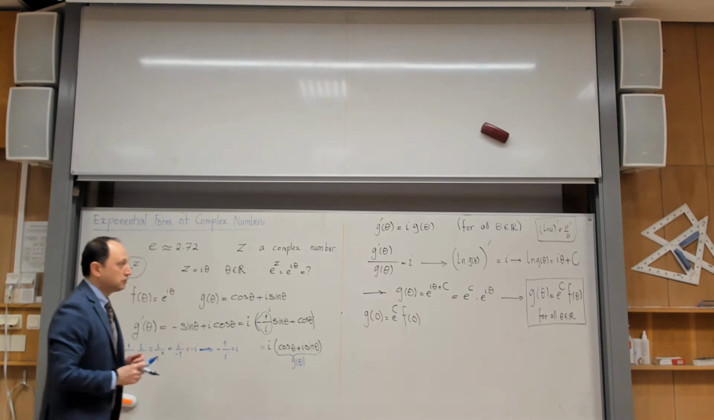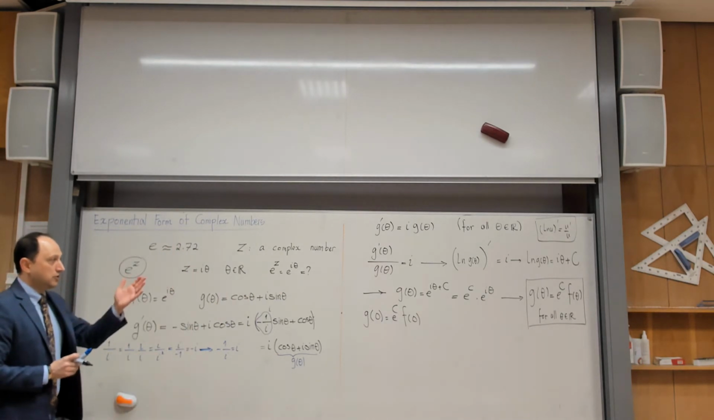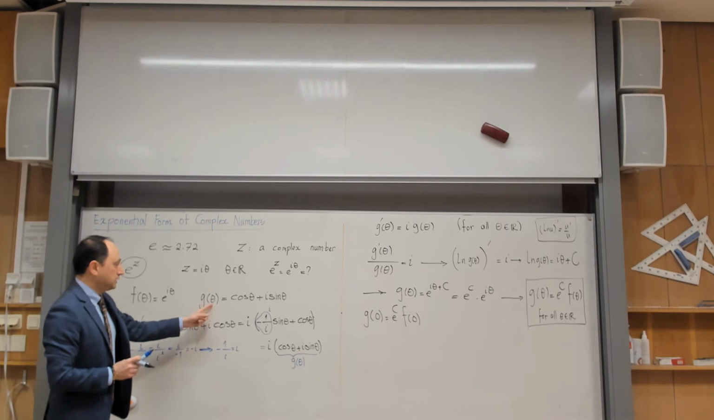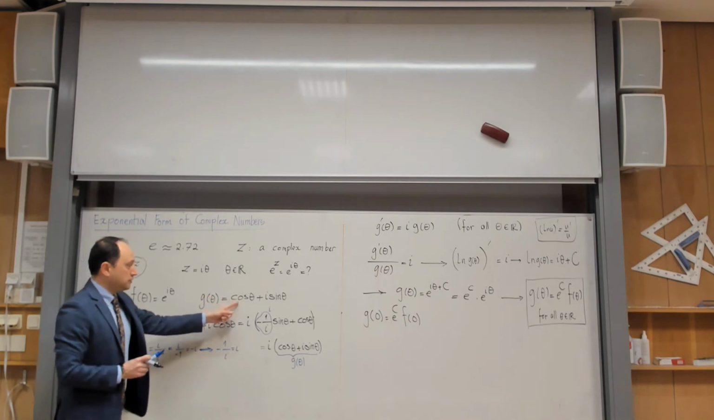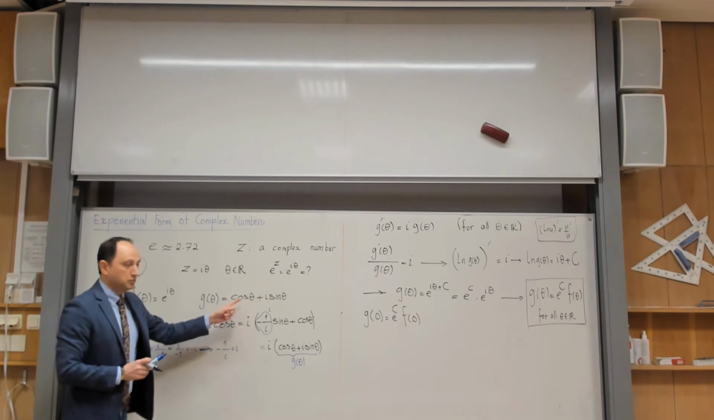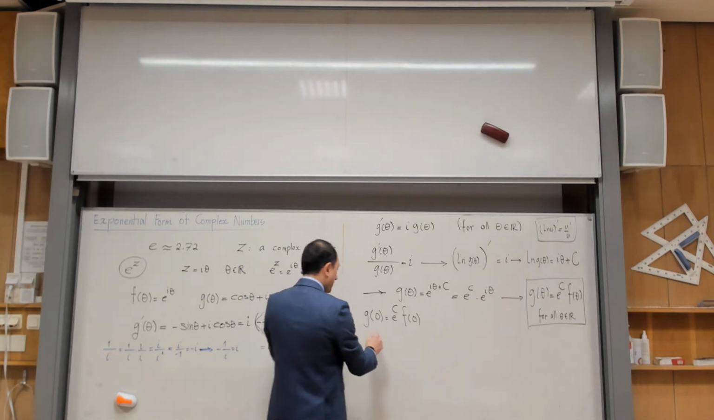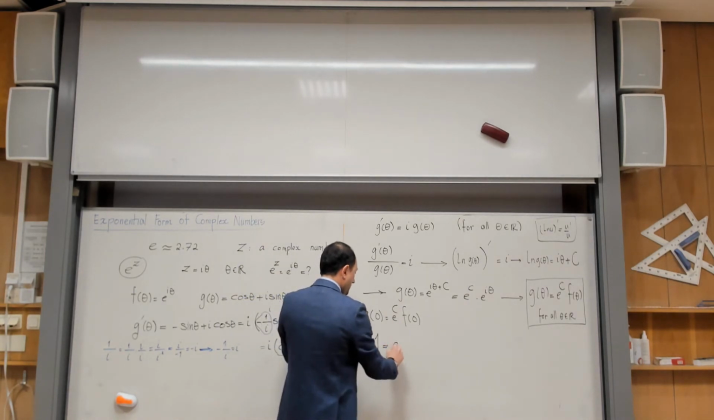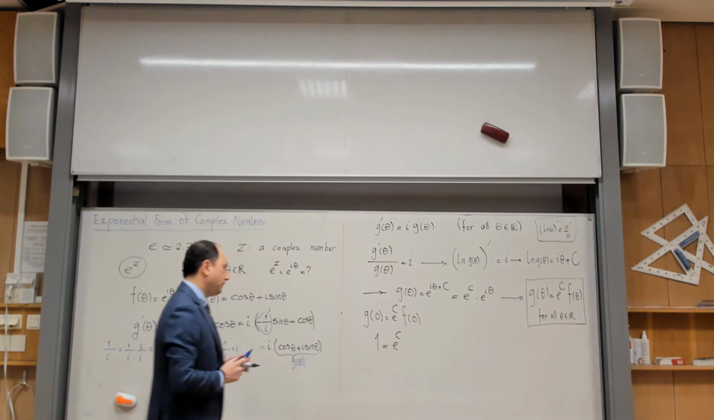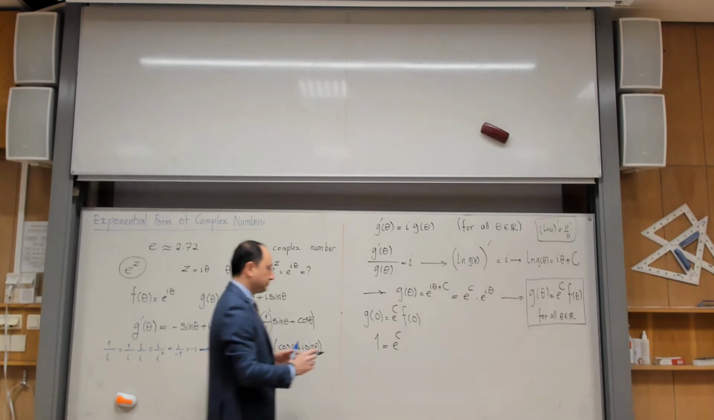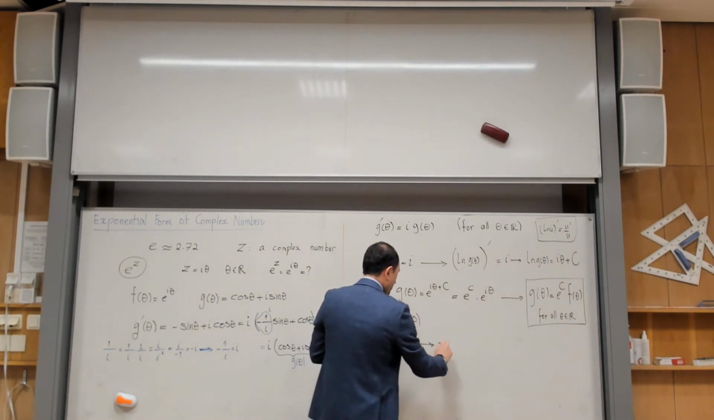So if that is valid for all theta, I expect that this should also be valid for theta equals 0. This is easy to calculate, because what is g of 0? Instead of theta, I put 0, it becomes cosine 0 plus i sine 0. But cosine 0 is 1, sine 0 is 0, so g of 0 is nothing except 1, which is equal to e to the power of c times f of 0, meaning e to the power 0, but e to the power 0 is also 1. So this means that e to the power of c is actually equal to 1.